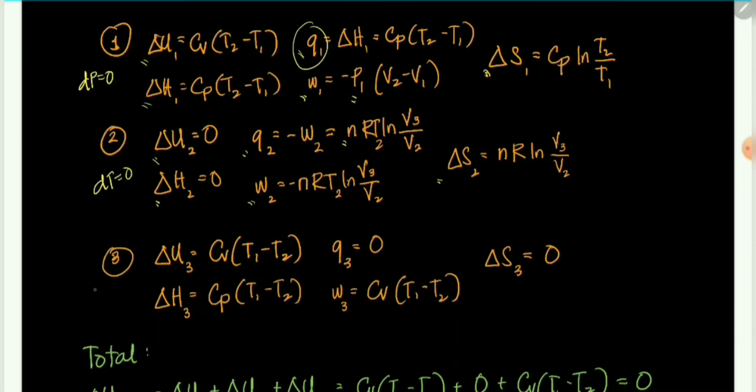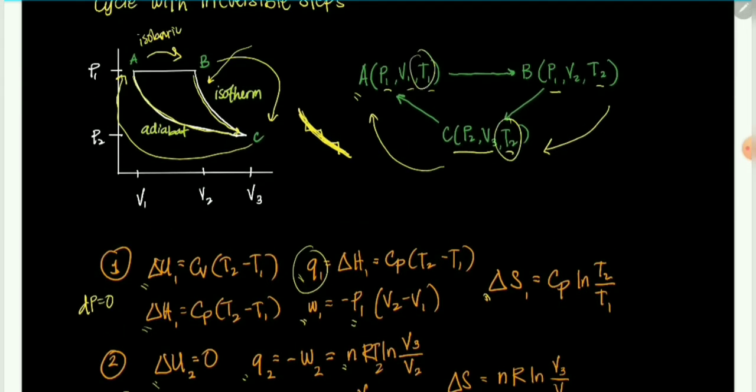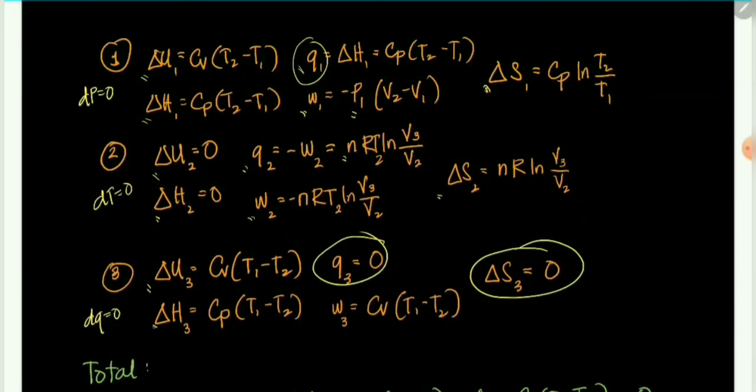So finally, for step 3, okay, since this is adiabatic, dQ is equal to 0, so Q is equal to 0. Consequently, delta S for this process is also 0. So delta U is just CV times T1 minus T2 because T2 is the temperature at point C, then T1 is the temperature at point A because it returned to the initial temperature. Okay, so for delta H3, that's CP times T1 minus T2. While the work, since Q is equal to 0, work is just equal to delta U. So therefore, work is equal to CV times T1 minus T2.